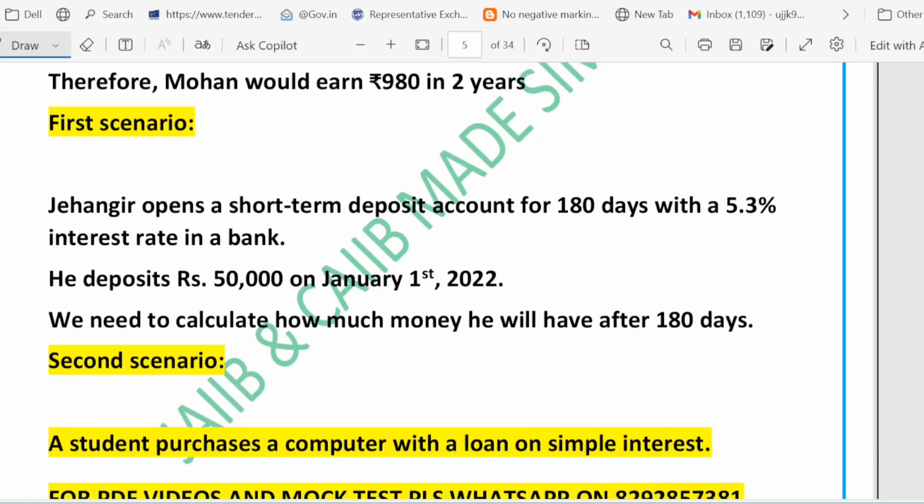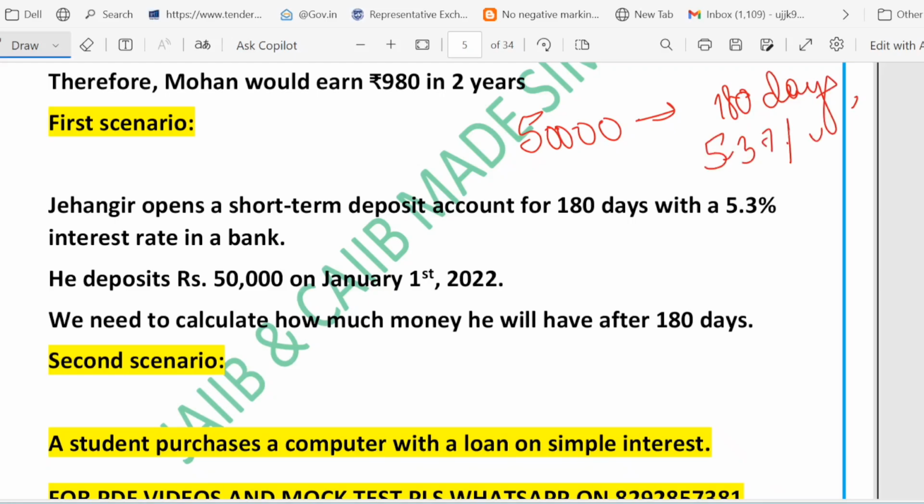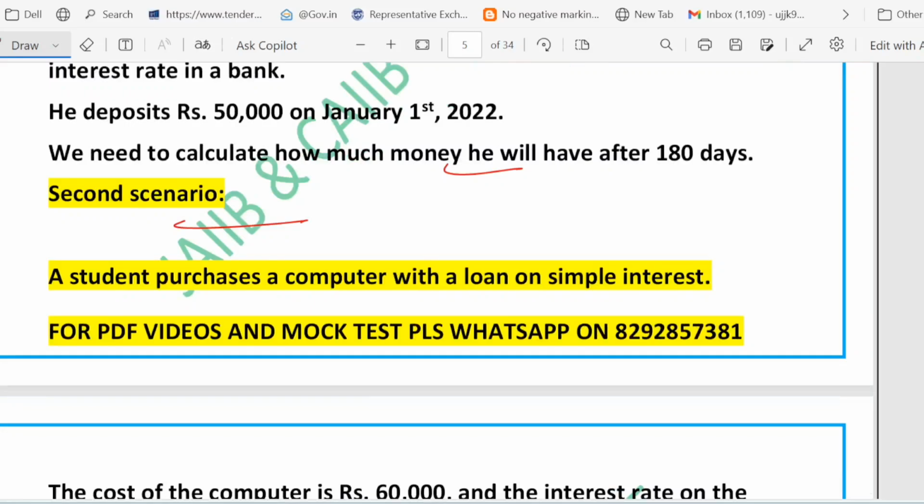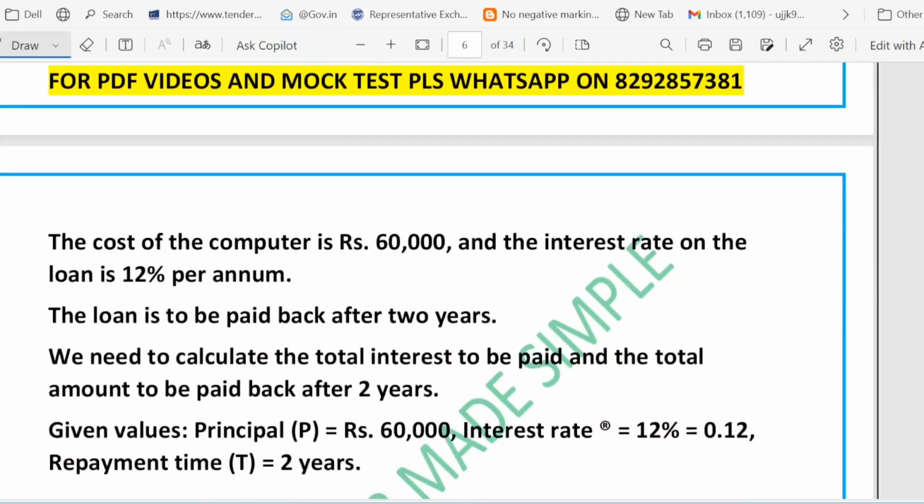Now take the case of Jahangir. He put rupees 50,000 in a 180-day deposit at 5.3% per year. We find how much interest is earned for those 180 days and then add it to the 50,000. It is very simple. I hope we have done it already. Second case is a student who buys a computer for rupees 60,000. You can see the interest rate is 12% per year for 2 years. We will find the interest and the total repayment.